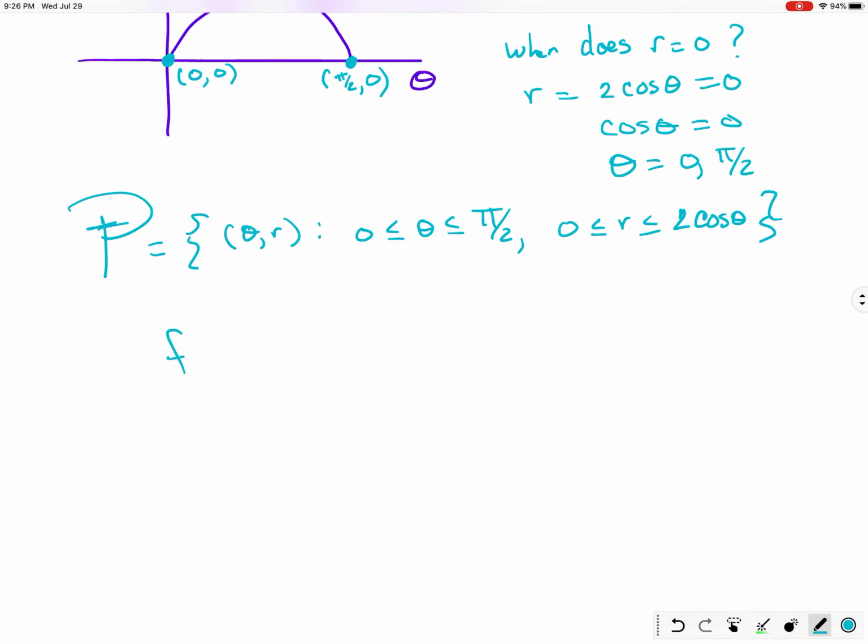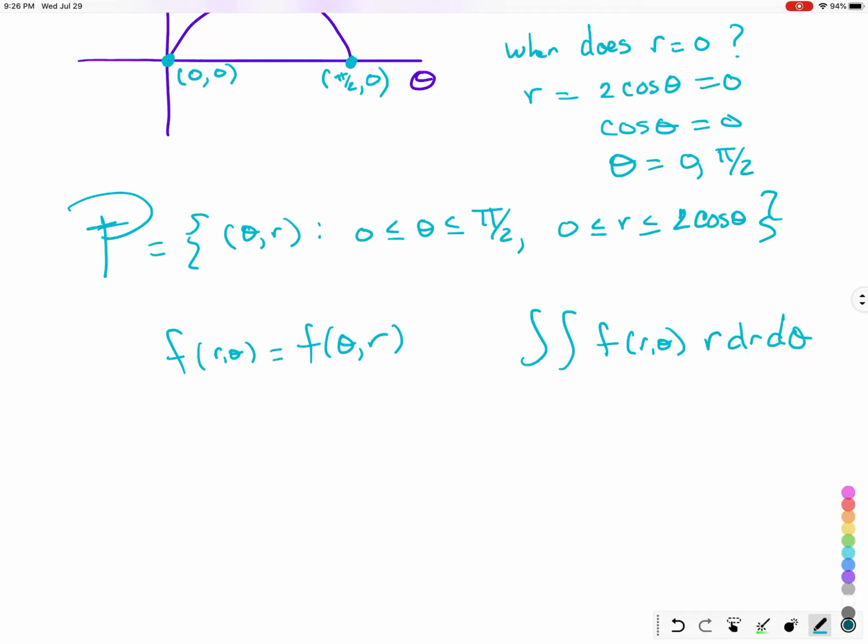And so remember, when we convert to polar, we have a function of r and theta, or theta and r, depending on how you write it. And then we multiply that, so the double integral of a function of r and theta times r times dr d theta. And so this part on the end is the standard part that we recopy every time. So then we just have to figure out what this part is.